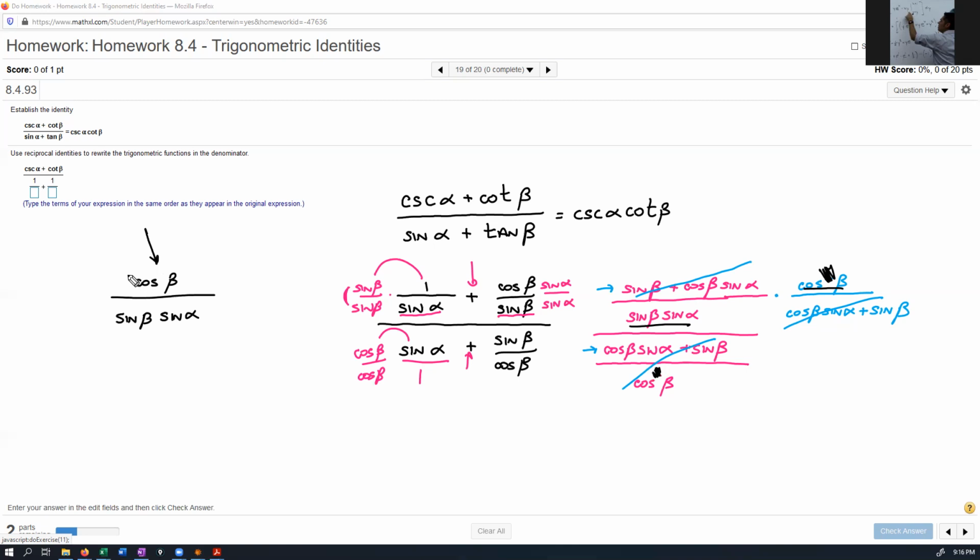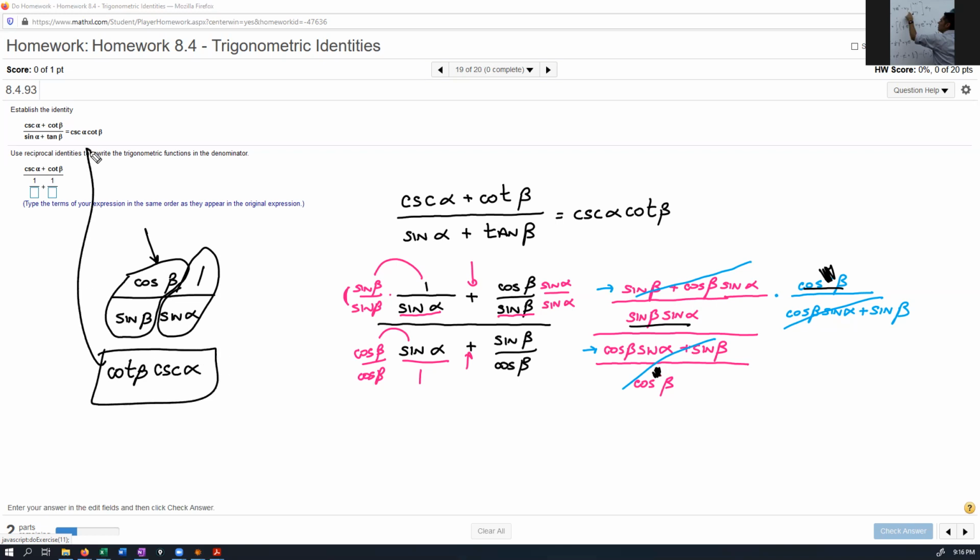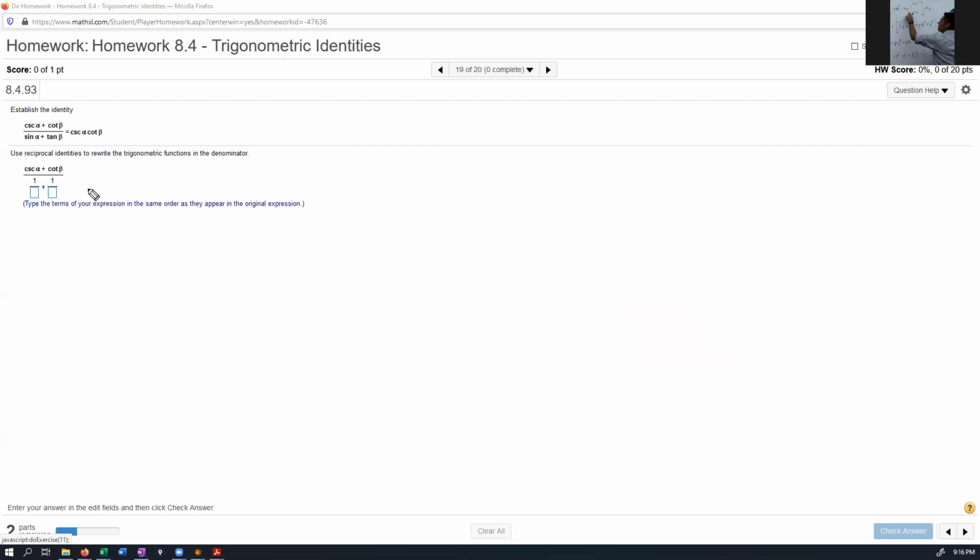Okay, now we're here because it's cosine beta over sine beta. That's cotangent beta. And then we still have a 1 over sine alpha here, but 1 over sine is cosecant alpha. And that's this side right there. Okay. Getting there. Oh, last one. I'm happy.